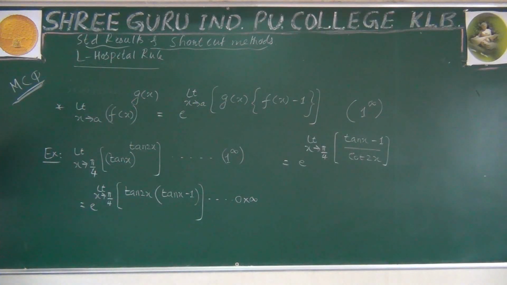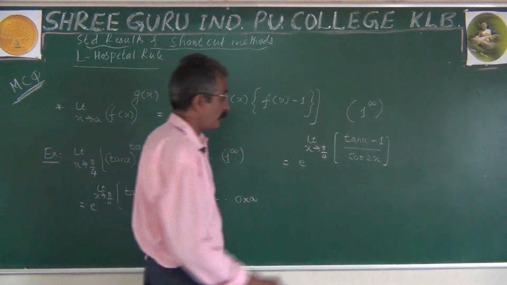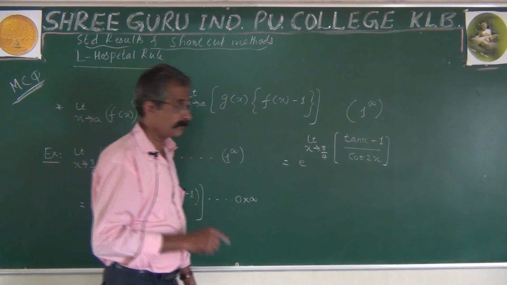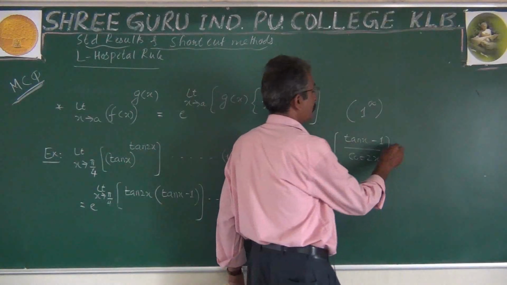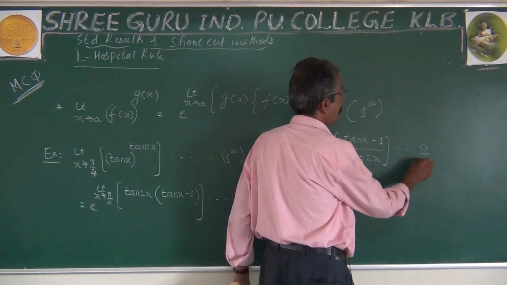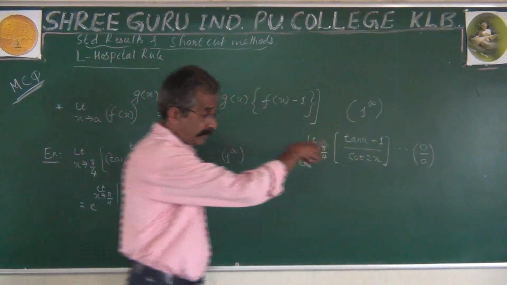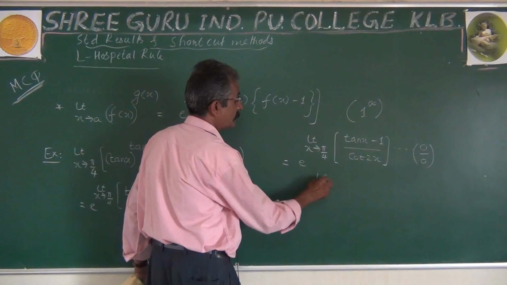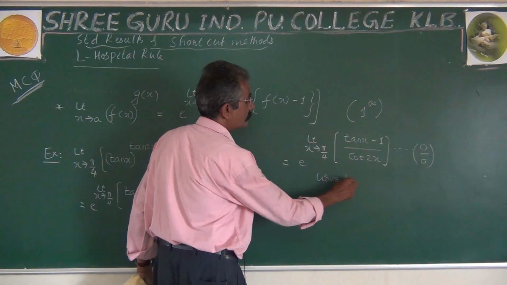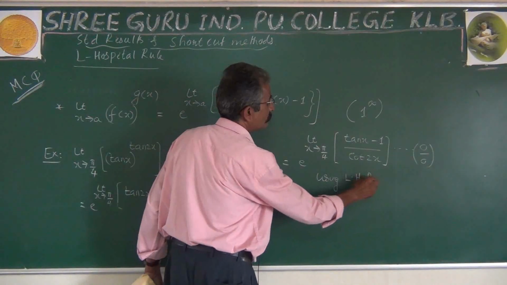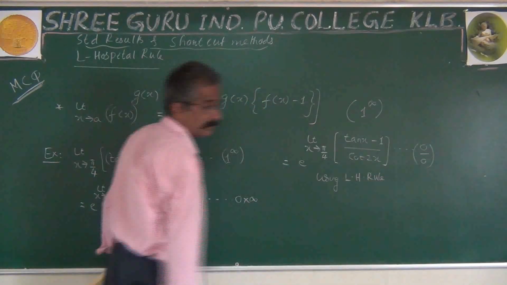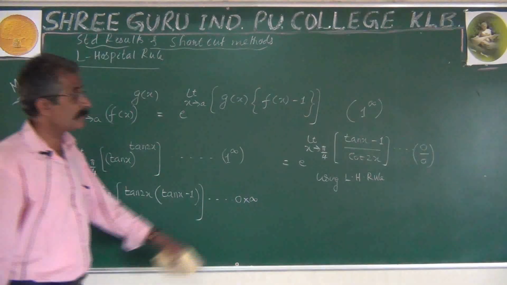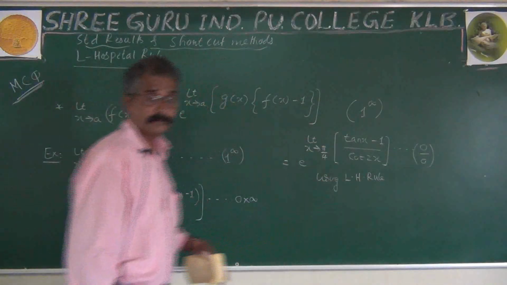Now it is very clearly in 0 by 0 form, because here we get cot pi by 2. What is cot pi by 2? 0. Here we get 0. It is in 0 by 0 form. Let's apply L'Hospital rule in that case. What does L'Hospital rule say? Differentiate numerator and denominator.